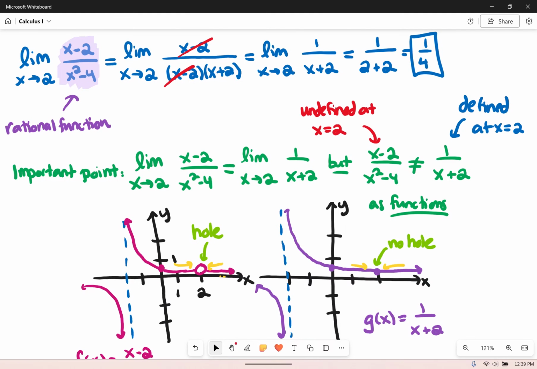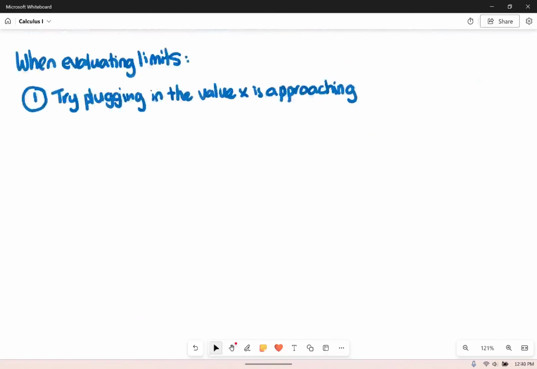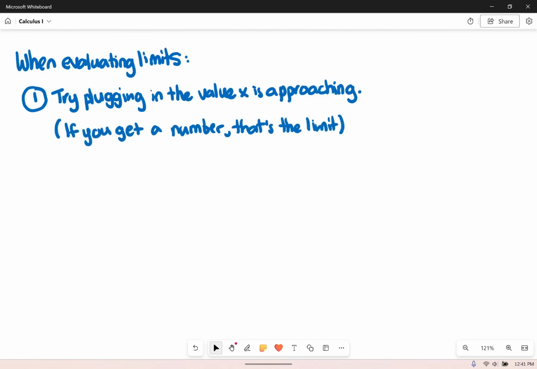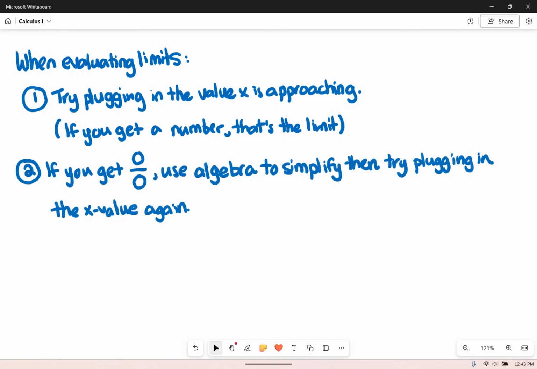In summary, when evaluating limits, first try plugging in the value for x. If you get a number, awesome, you're done. If you get 0 over 0 or another indeterminate form, use algebra to simplify, then try plugging in the value of x again.